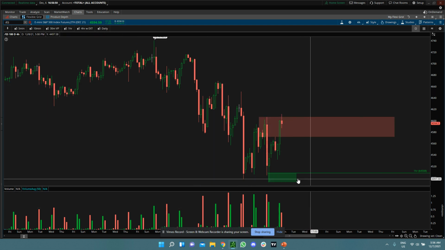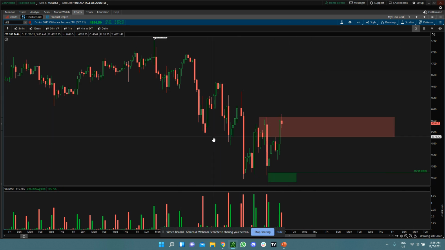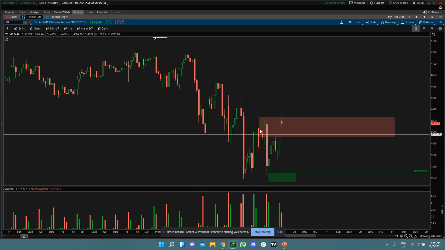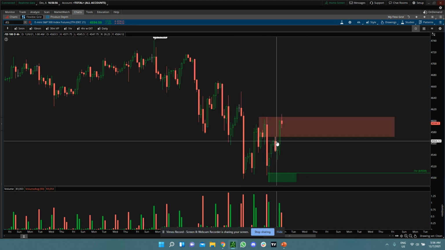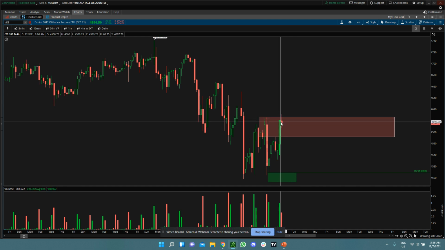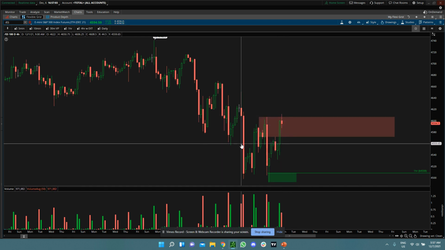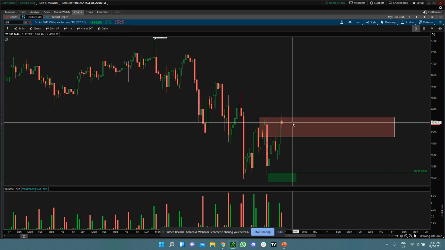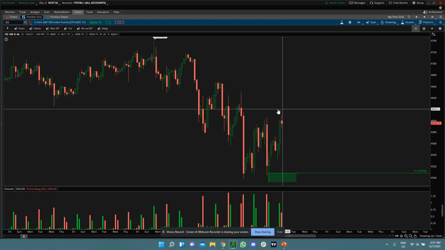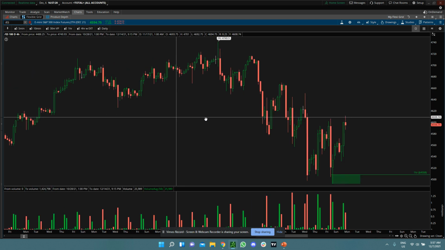Okay, so this is what happened today. We can see price came up, tapped this zone, actually eventually breached this zone, and then pulled back. So when price breaches the zone, most of the time, or 99% of the time, I will delete the zone because that's considered breached. I will no longer use the zone as it's invalidated. So maybe we'll find another zone.